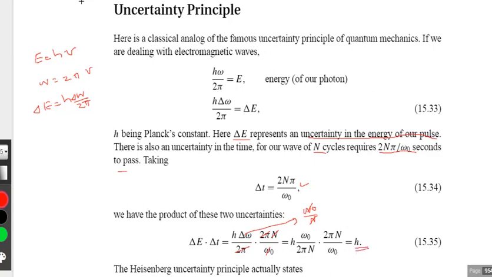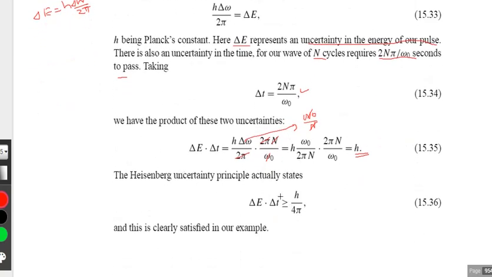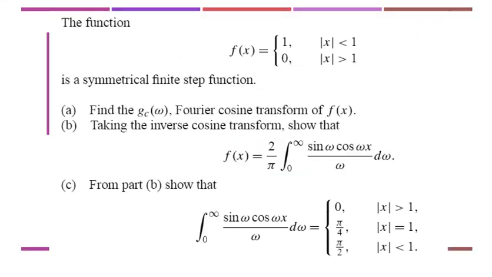And according to Heisenberg uncertainty principle, delta E into delta t is greater than or equal to h by 4 pi, and this is clearly satisfied in our example. Delta E into delta t is of the order of h. Let us solve this problem.